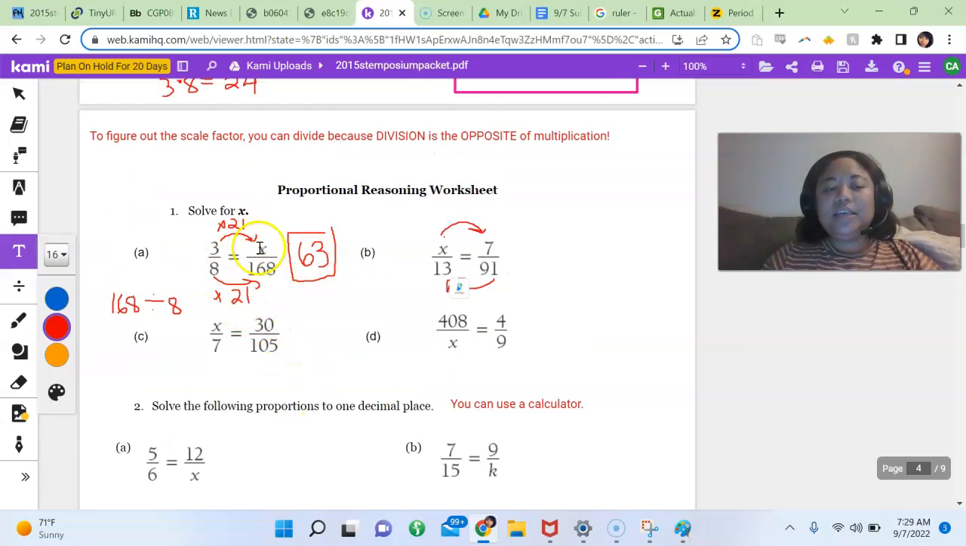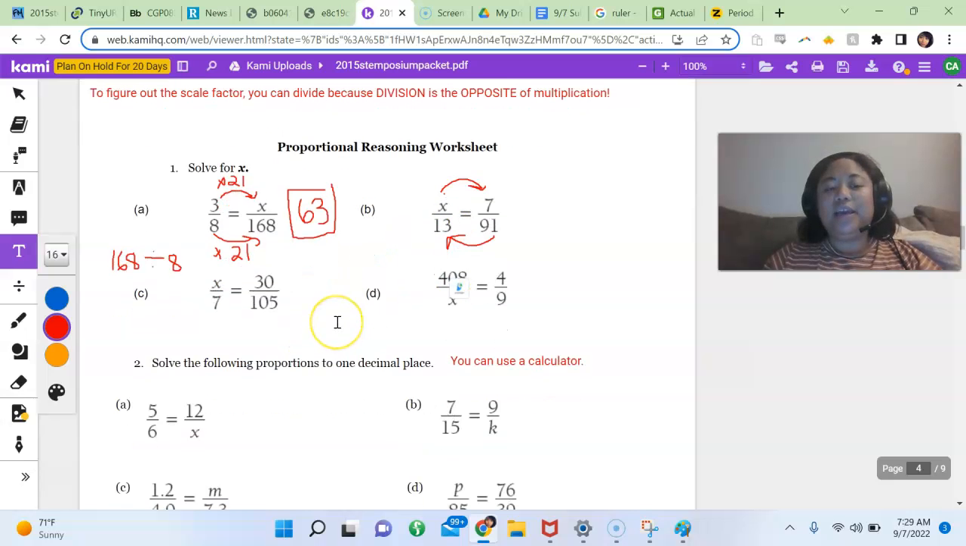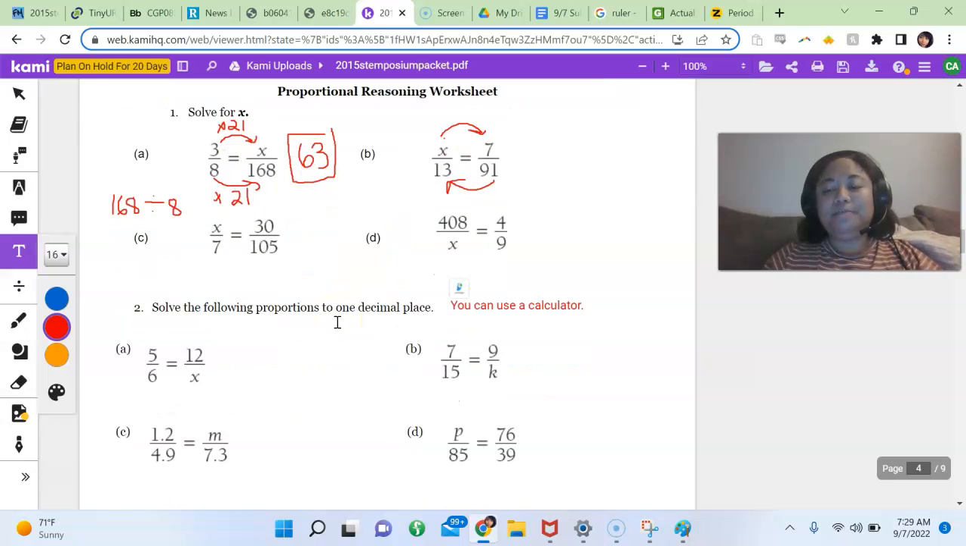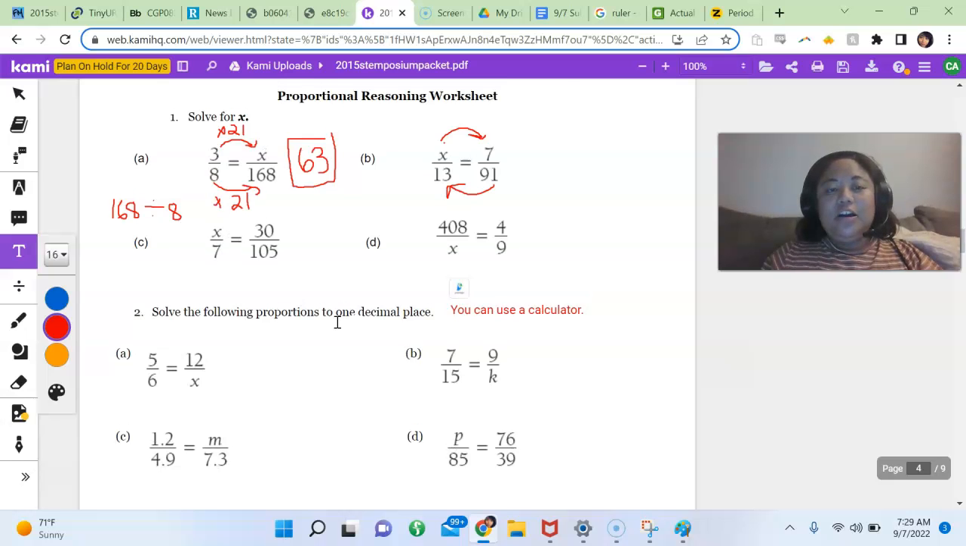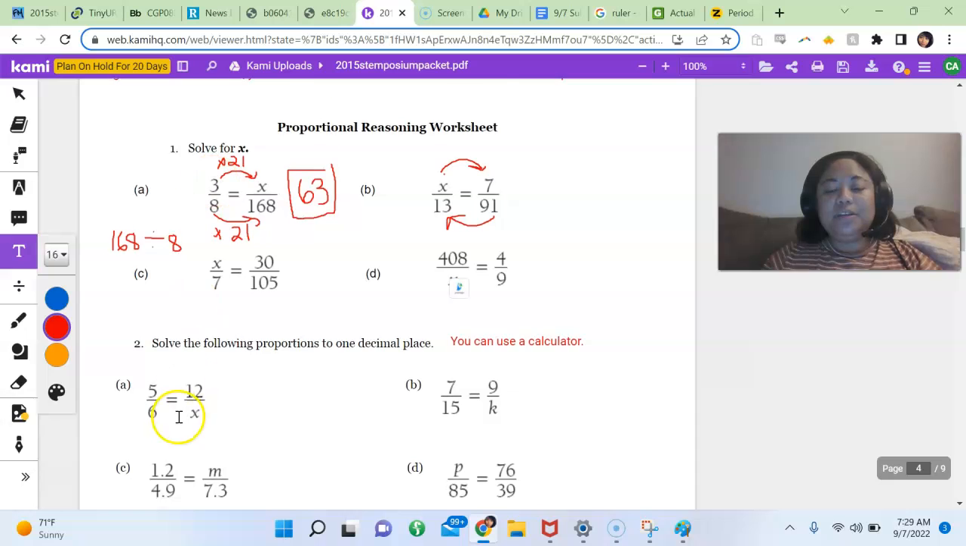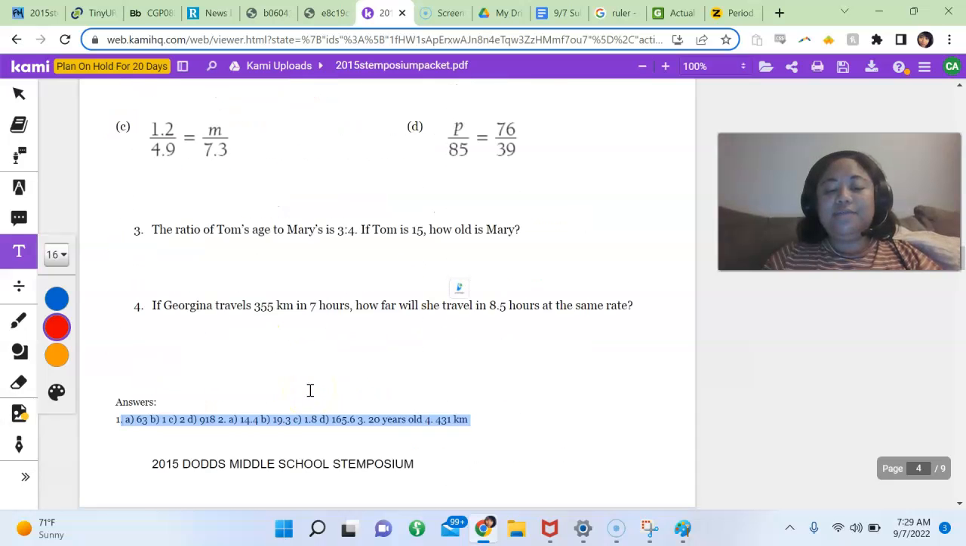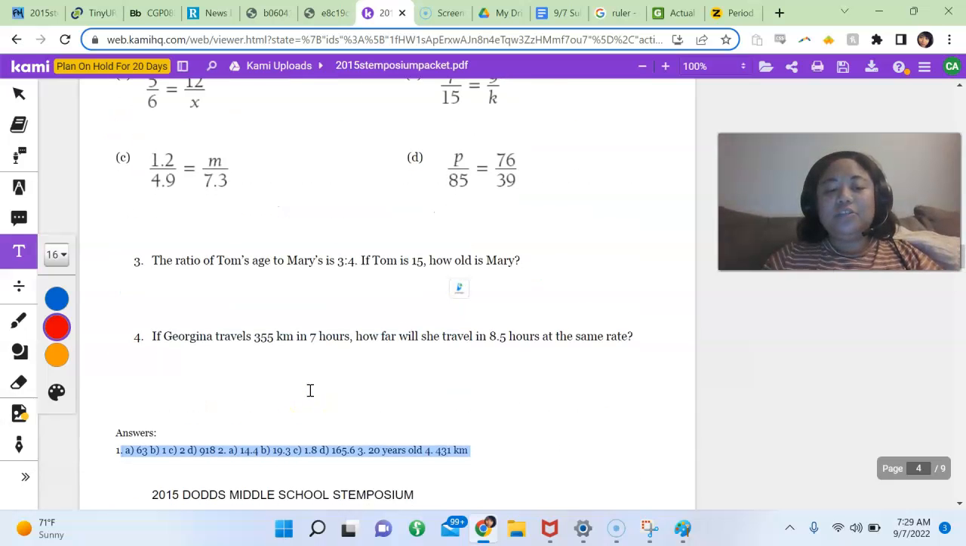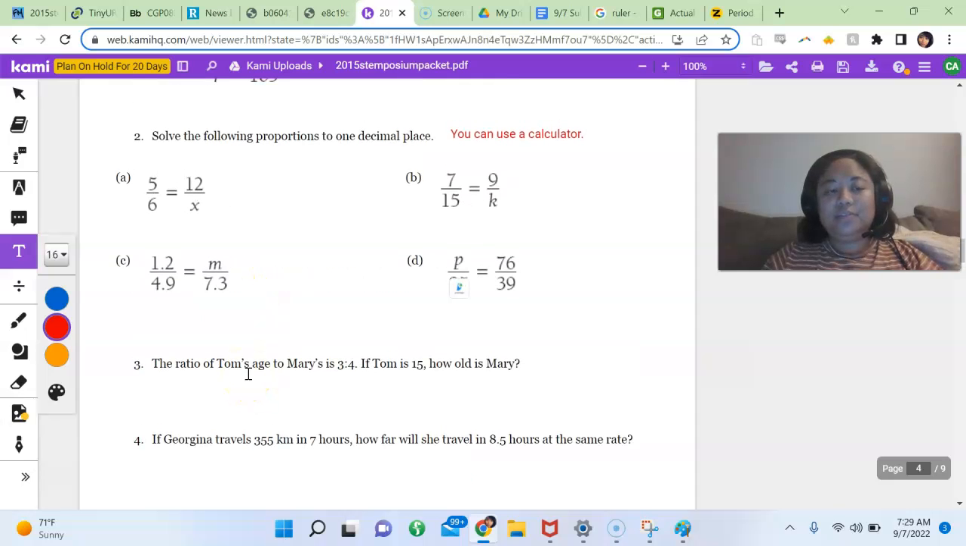I need to see that you looked for the scale factor through division, and then you found the x by multiplying it back. Okay? All right. So make sure you complete at least number 1 and number 2, A through D. And if you finish, you may move on to 3 and 4. That's it for today.